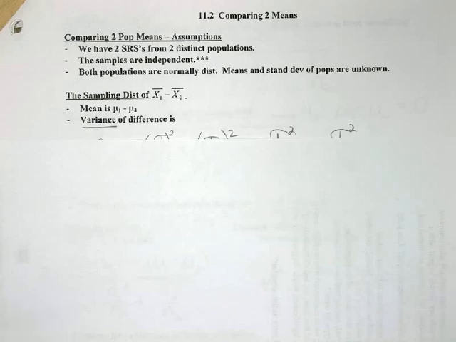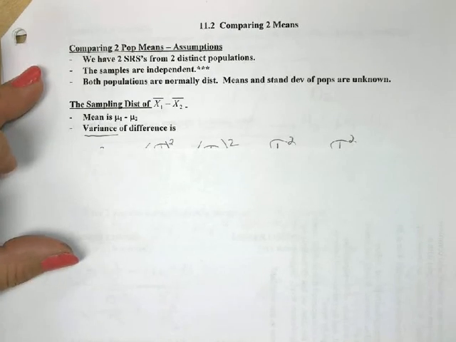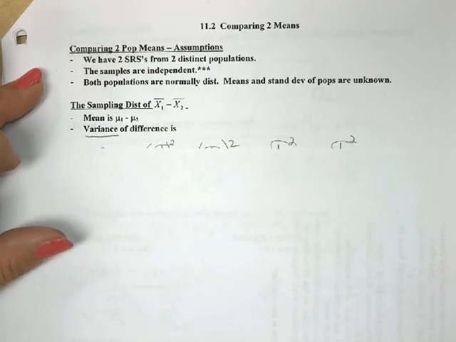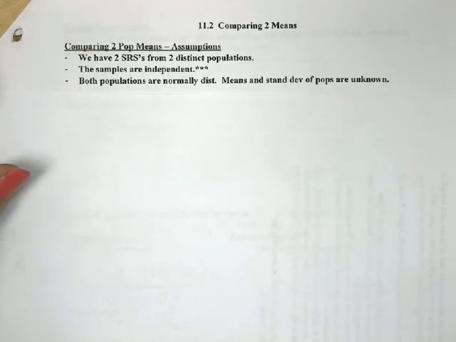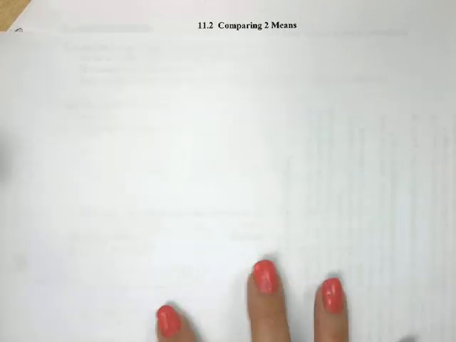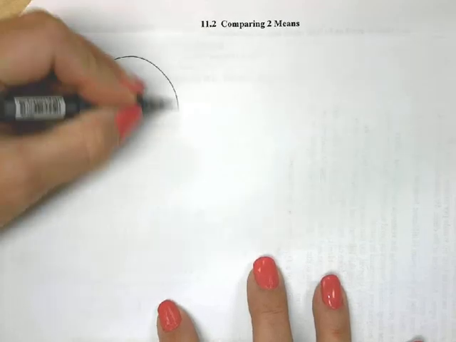In this video, we're going to look at Section 2 of Chapter 11, and we're going to be comparing two means. This is going to be a different setup than the matched pair setting that we looked at in the last section of Chapter 11. And so our idea is this.